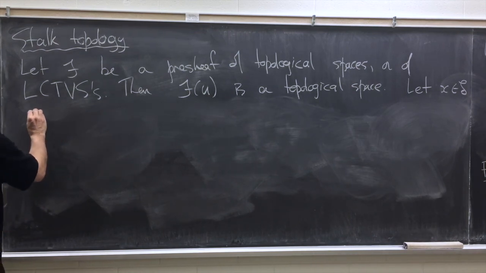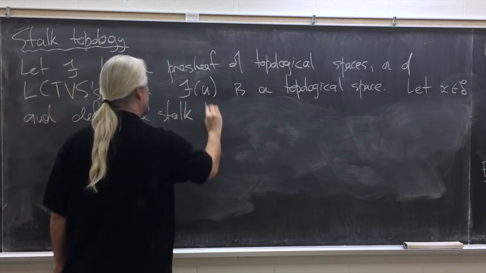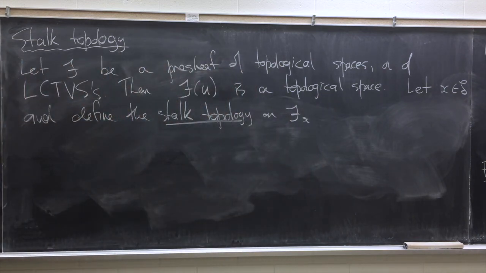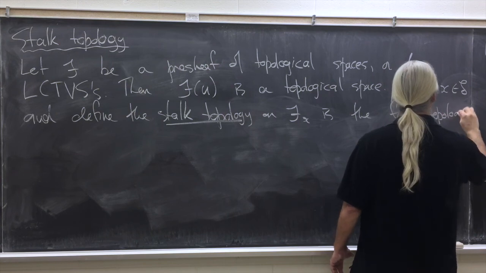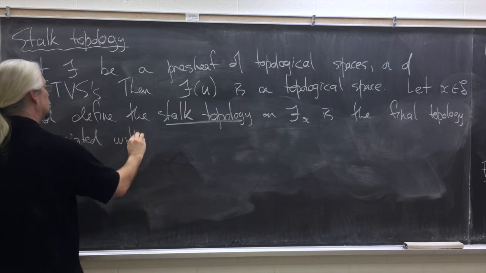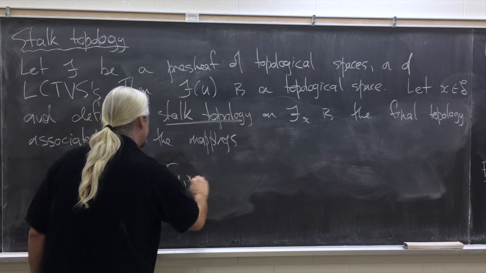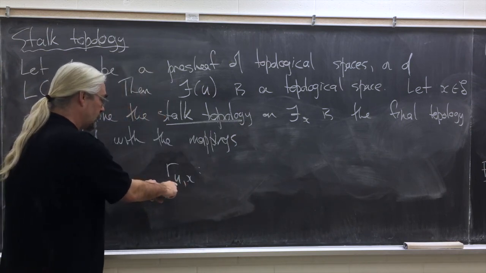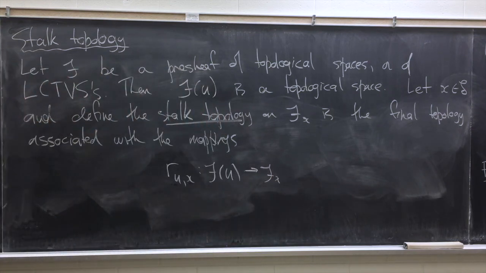Then I have the stalk topology on the stalk. It's the final topology associated with the mappings. Okay, so I have mappings r_{U,x}, where U is a neighborhood of x, and this is the mapping which maps a local section over U to its germ. So this will be a mapping from F(U) into the stalk. I defined this last time.